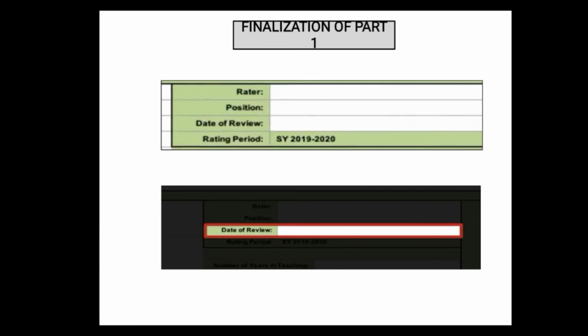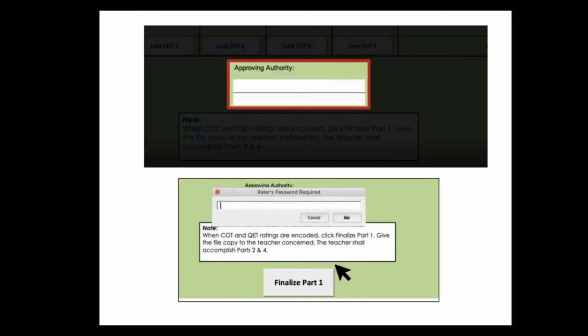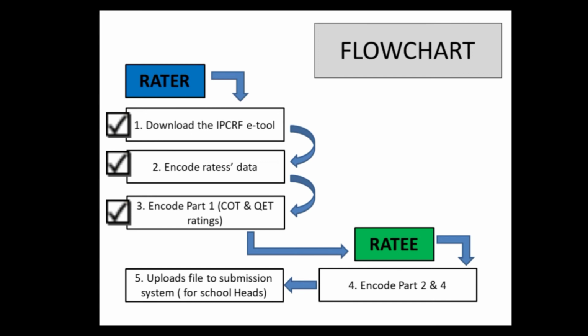So, ibig sabihin, it is now time to put the date of review. Upon putting the date, punta po tayo, scroll down po tayo dun sa pinakamababang part. Makikita po nyo dyan, approving authority, ilalagay po yung pangalan and then the position, and then click finalize part 1, and then the dialog box will pop out at hinihingi yung password na kinreate nyo kanina. So, yun po ang ilalagay dito. Kaya hindi dapat malimutan yung password ninyo na ginawa previously because kakailanganin ninyo yun in finalizing the part 1, and then click go. Okay, we are now done in part 1, COT and QET ratings.